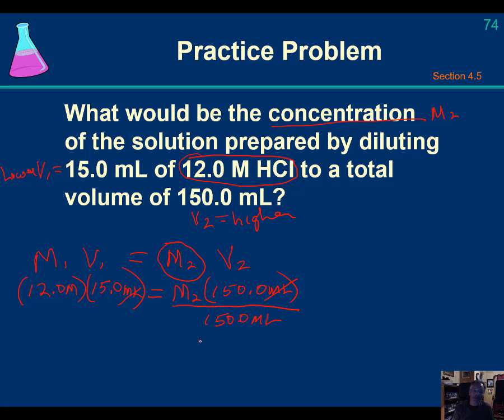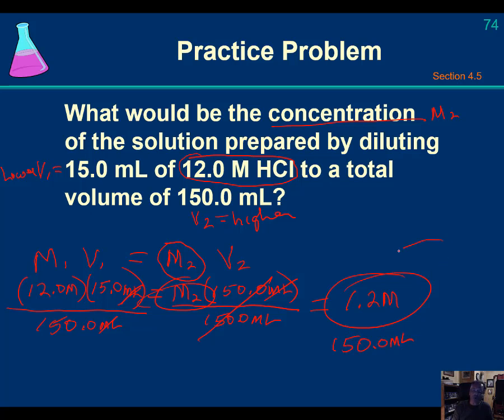So in this case, we're just going to divide both sides by V2, which is 150.0 milliliters. This guy's going to cancel. I'll do the same thing over here, 150.0 milliliters. Milliliters will cancel, and what we come out with here is M2, and M2 in this particular case is going to be 1.2 molar. It is a lower concentration, but a much higher volume. Now, you now have 150.0 milliliters of the lower concentration, 1.2 molar.